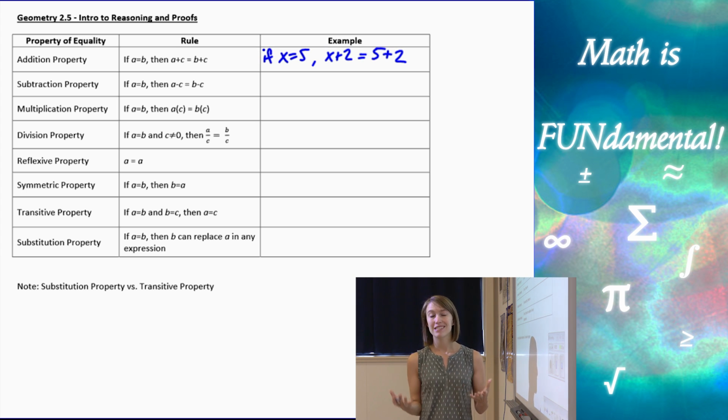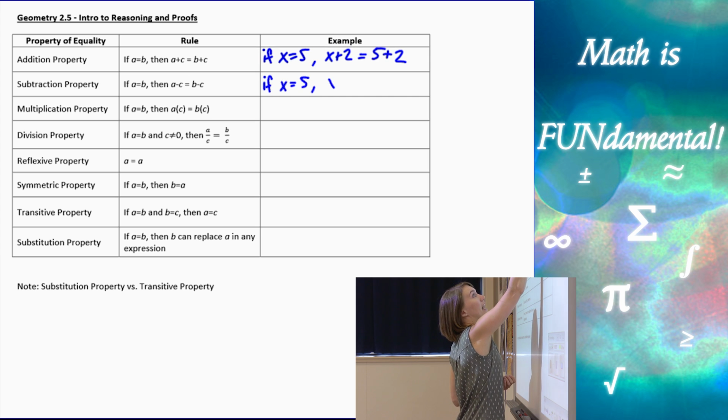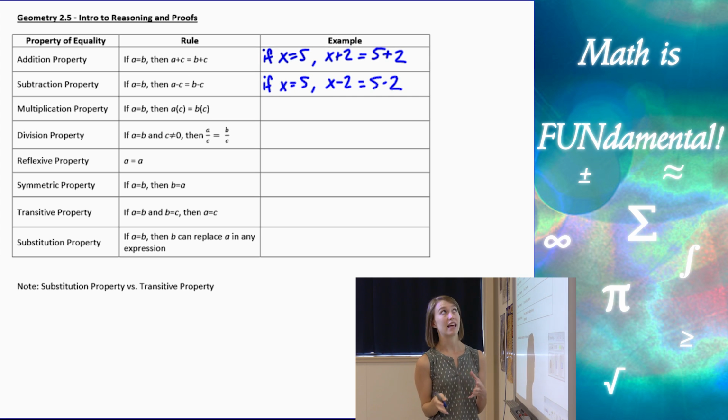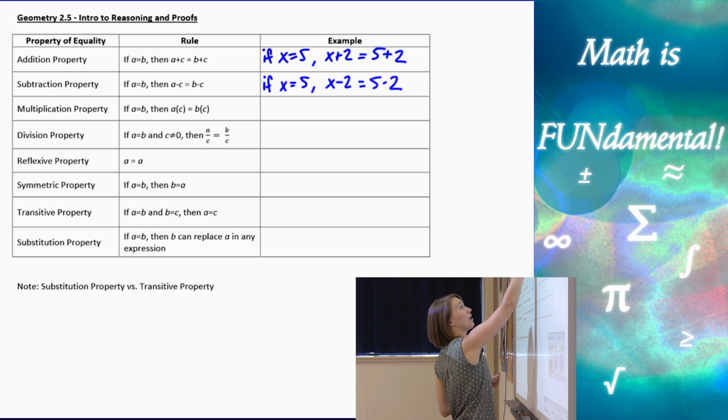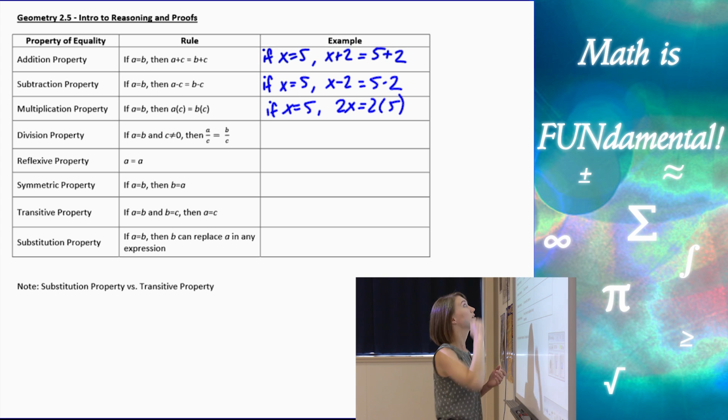Subtraction property, same idea, but this time instead of adding, we'll be subtracting. So if x equals 5, then x minus 2 equals 5 minus 2. So just taking that 2 and subtracting it from both sides of the equation. Multiplication property, moving through here, if x equals 5, then 2x equals 2 times 5.